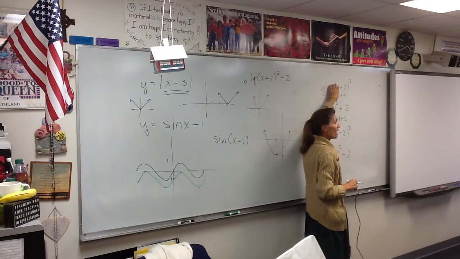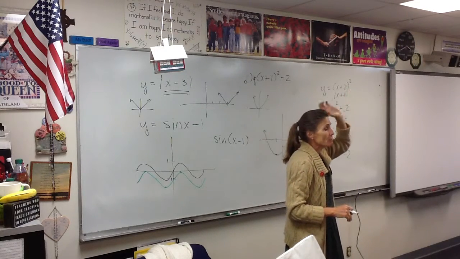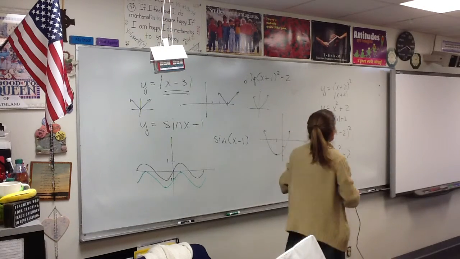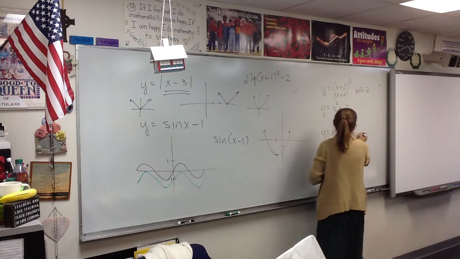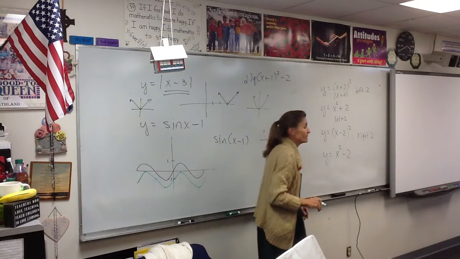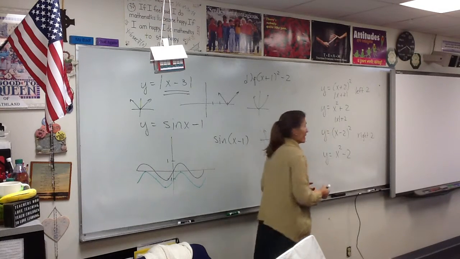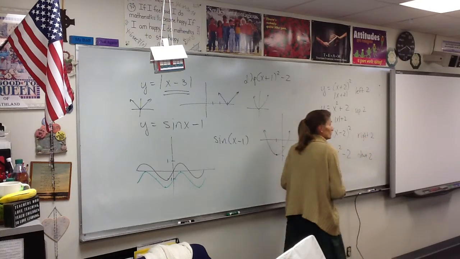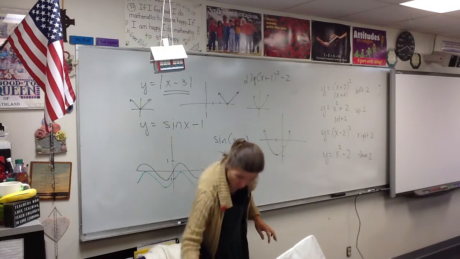If it's inside the parentheses, inside the absolute value, then it moves which way? Right or left? This one would go left 2. This one would go right 2. Inside the parentheses, left or right. Outside the parentheses is up and down. This one would go up 2, this one would go down 2.